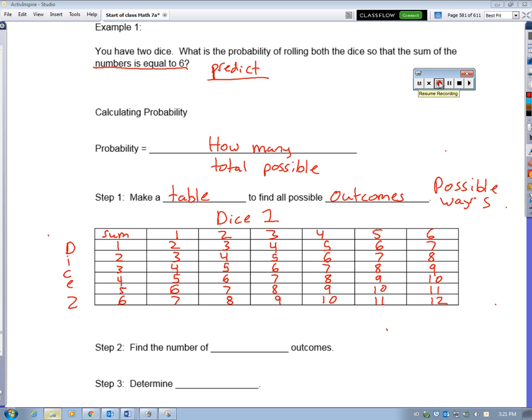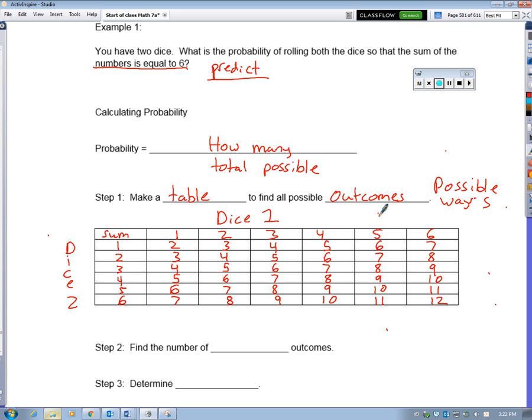Alright, so there's my table completely filled out. As you guys were working this, you probably saw some patterns that made it go a whole lot faster. But here are all the possible outcomes you could get by rolling the two dice and all the possible numbers you get if you added them together and got the sum. Okay, so we did step number 1, find all possible outcomes.